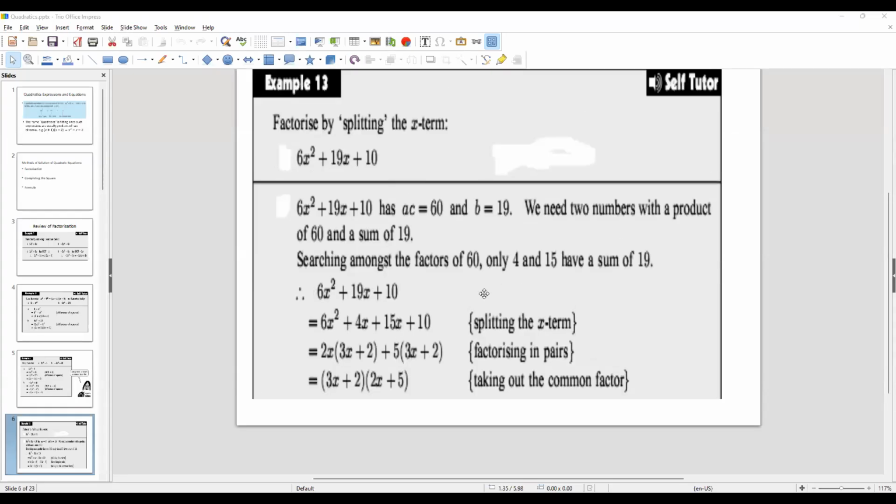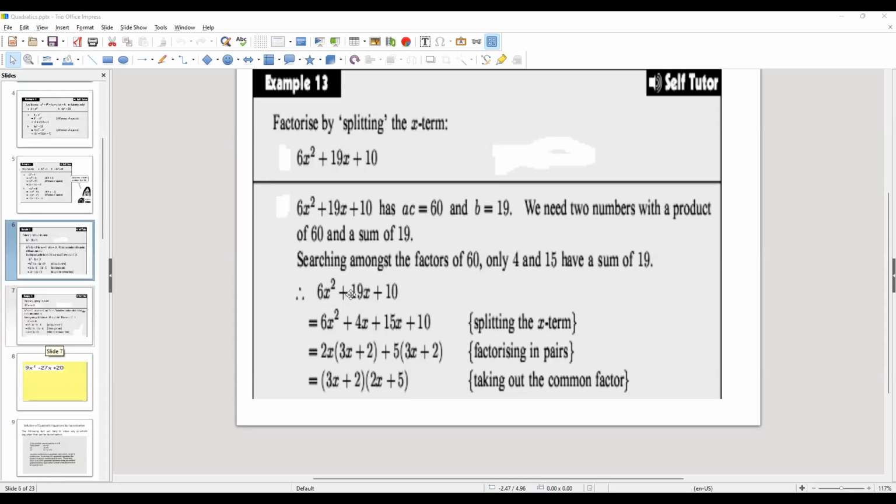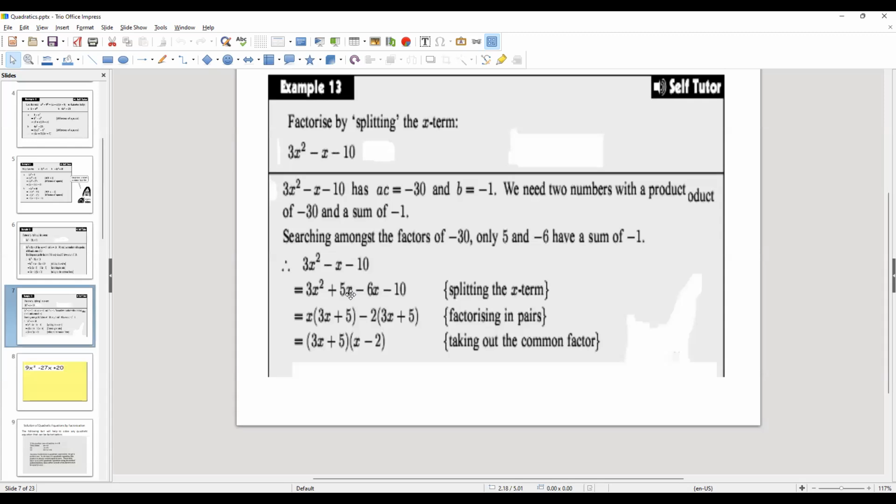Yes, so I was illustrating the general factorization using this example. But I have a few more that we can actually use. Look at another one. Notice here you have the quadratic 3x squared minus x minus 10.